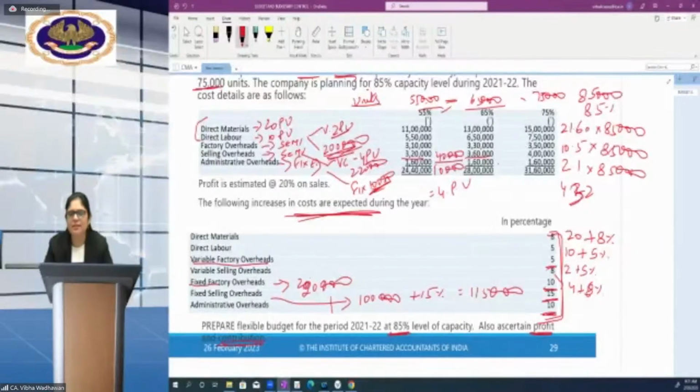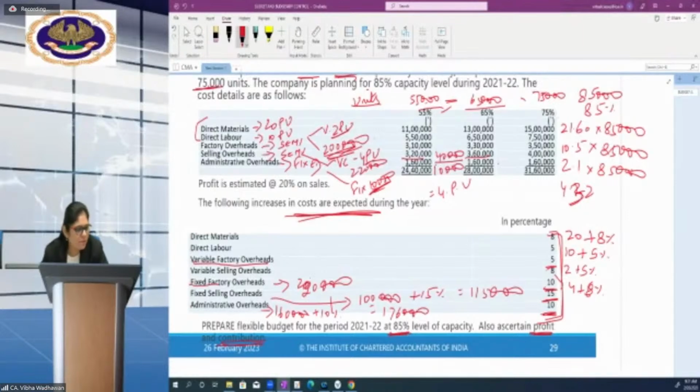Still, it's expected to increase by 10%. So administrative 1,60,000 plus 10% is 1,76,000. All right. So the whole proportion we have got. So now we have all the proportions for the total cost estimated.